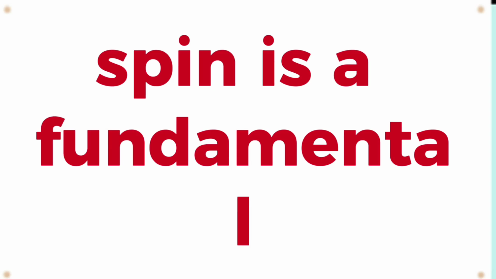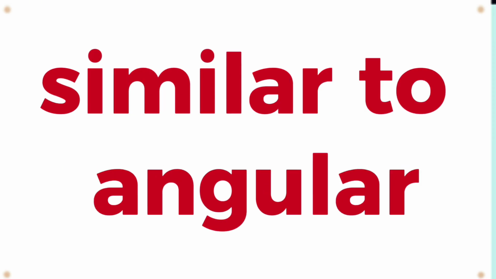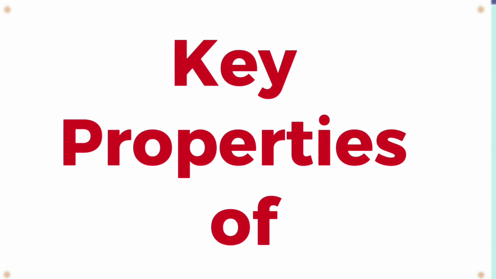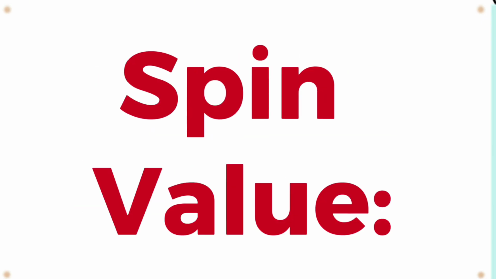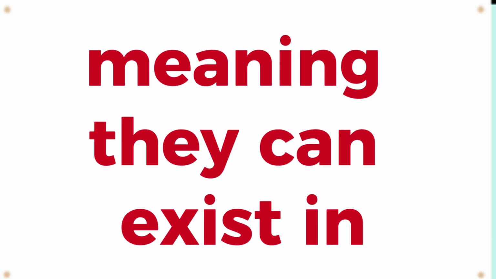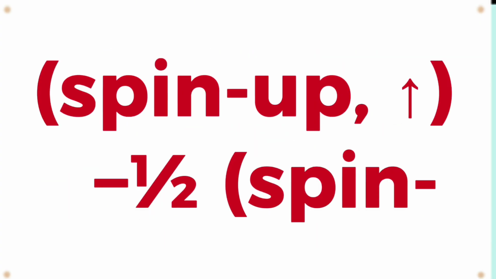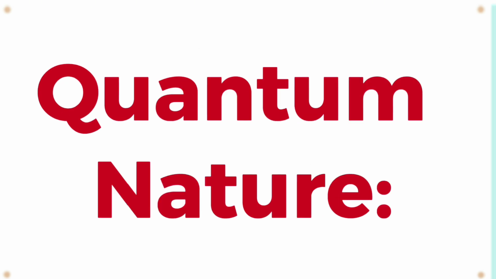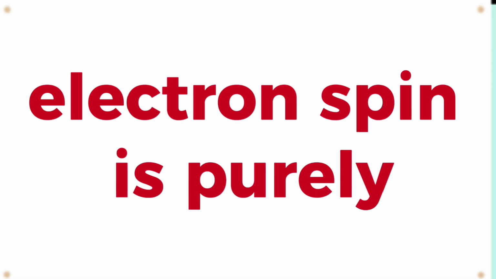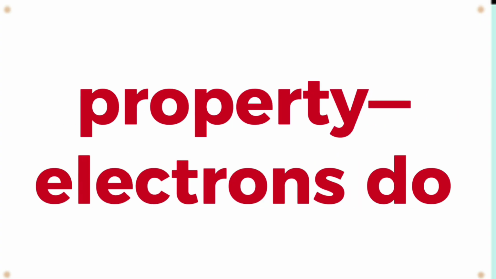Electron spin. Electron spin is a fundamental quantum property similar to angular momentum but intrinsic to the electron itself. Key properties of electron spin. 1. Spin value. Electrons have a spin quantum number s of 1/2, meaning they can exist in two spin states, +1/2 spin up and -1/2 spin down. 2. Quantum nature. Unlike classical spinning objects, electron spin is purely a quantum mechanical property. Electrons do not physically rotate.